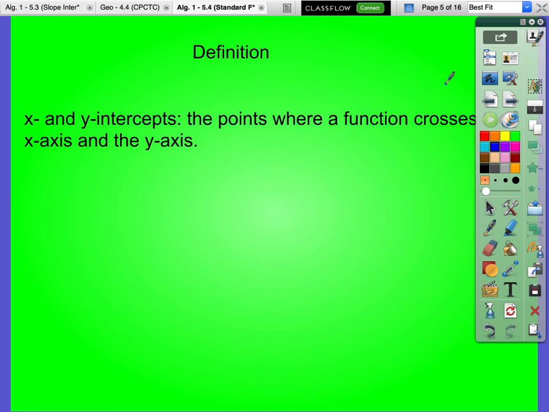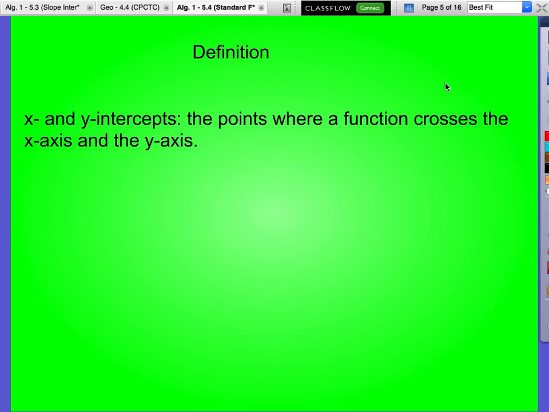Yeah, I want you to write these down too, please. So we have x and y intercepts. We talked about a y-axis. Our y-intercept is where it crosses the y-axis. The x-intercept will be where it crosses the x-axis. Same thing, different axis.